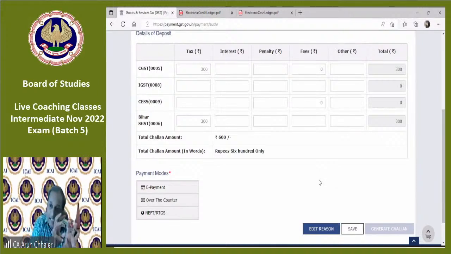Then this amount will be credited to which account? Suppose you are maintaining two bank accounts. One is the cash and one is the credit. Sir, I have deposited 600 in cash, so it will be credited to my electronic cash ledger. Fine. Then once it has been credited, you can utilize that cash to pay the taxes.